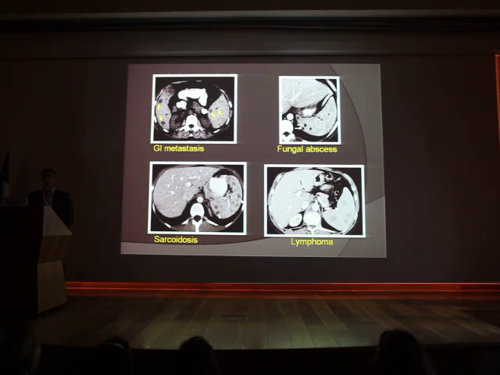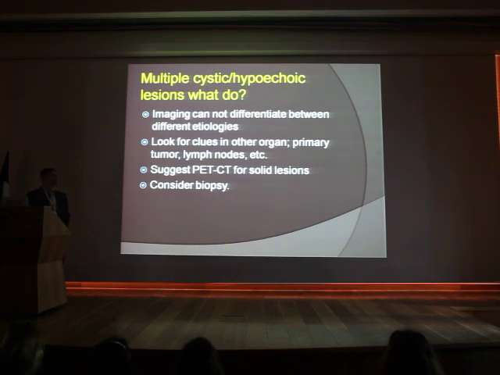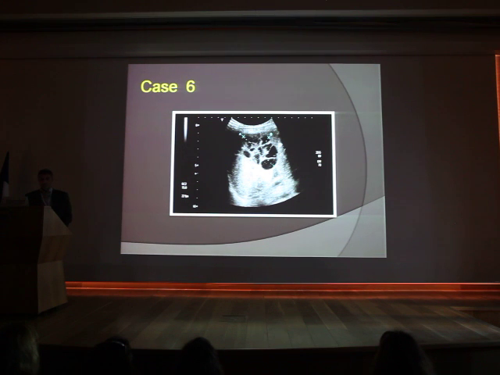So what could we do? As I mentioned, imaging could not differentiate between different etiologies. So we have to look for other clues. We have to look for other organs. We have to look for primary tumor if we know. We have to look for the patient history. And we have to sometimes suggest PET-CT scan for solid lesions and consider a biopsy. And I'm going to go over that a little bit later.